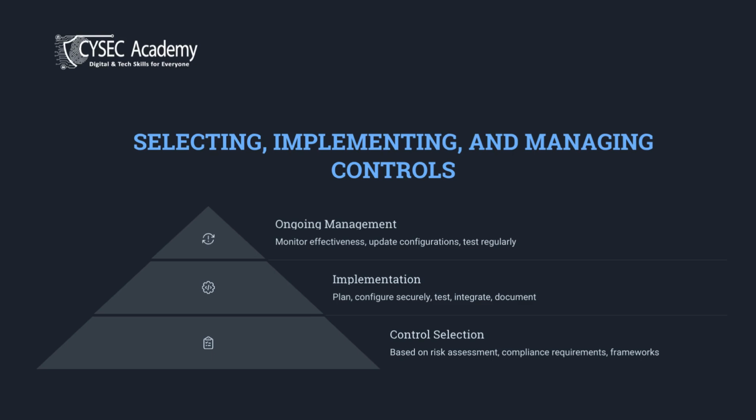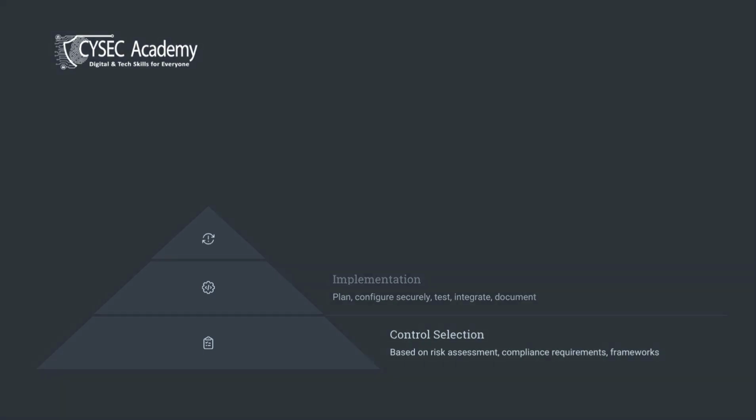1. Control selection. The choice of controls should not be arbitrary. It should be driven by risk assessment results. Prioritize controls that address the highest risks identified in modules 3 and 4. If unauthorized access is your top risk, strong authentication, MFA, and access controls, IAM, are priorities.